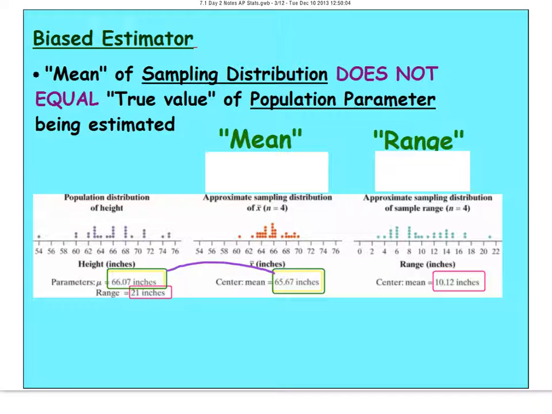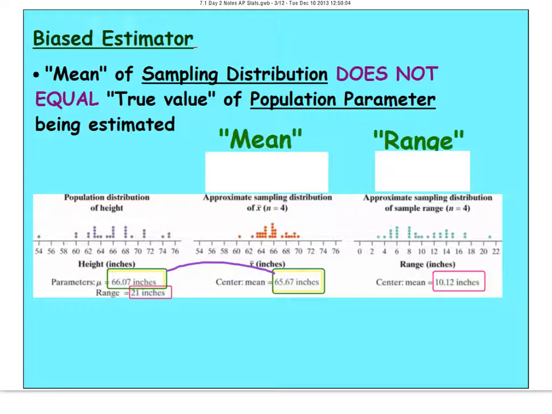Let's also now take a sample size of 4 from our population and record the range, because that was the other calculation. If we record our various range outcomes, here is the sampling distribution. Now, take the mean of all of those various range answers, and you're going to get 10.12.